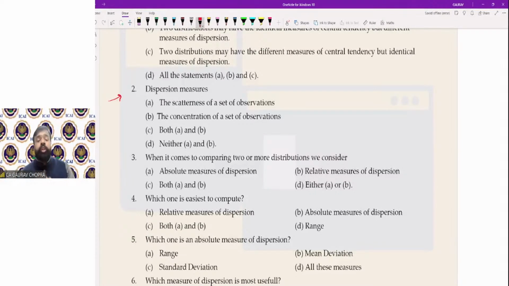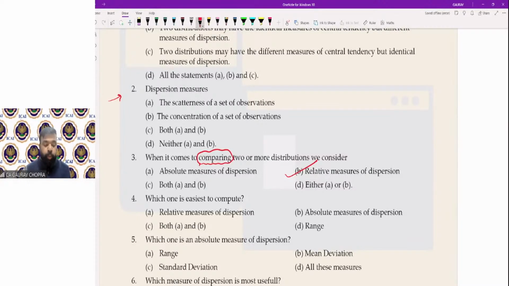Then when we are comparing two or more distributions, whenever comparison comes up, which is the best measure for comparison? Relative measure, because we get an idea of the percentage, like what is the increment or what is the change in terms of percentage. So always for comparing, relative measure is used.